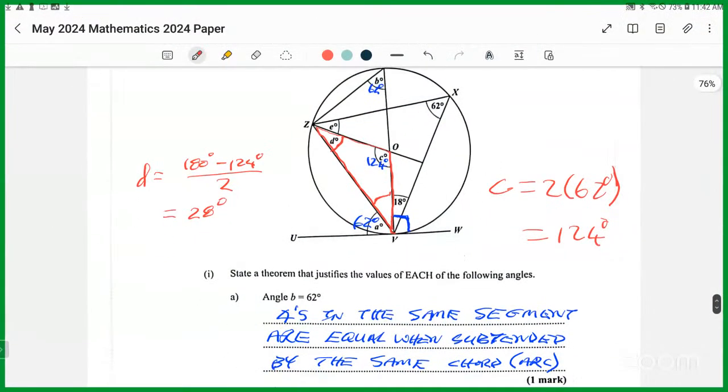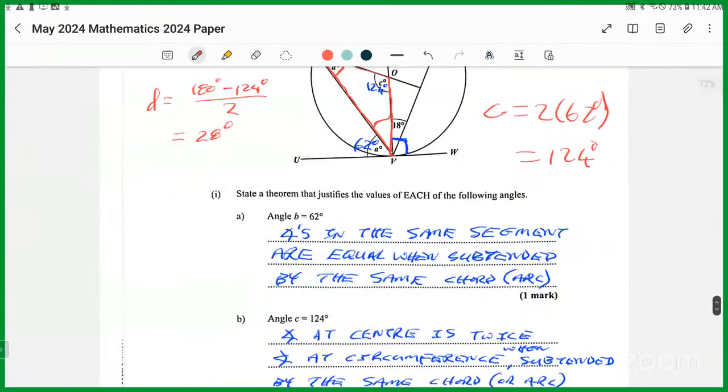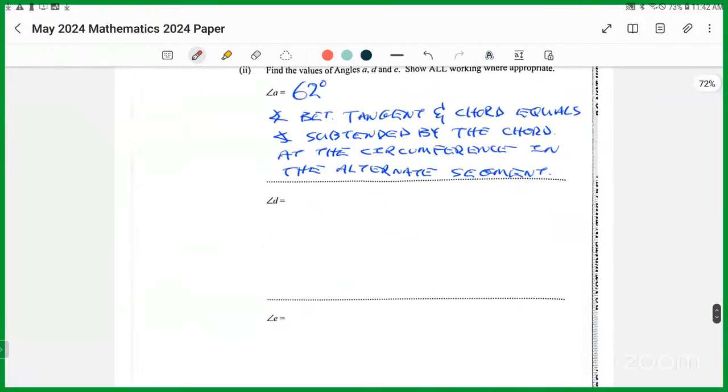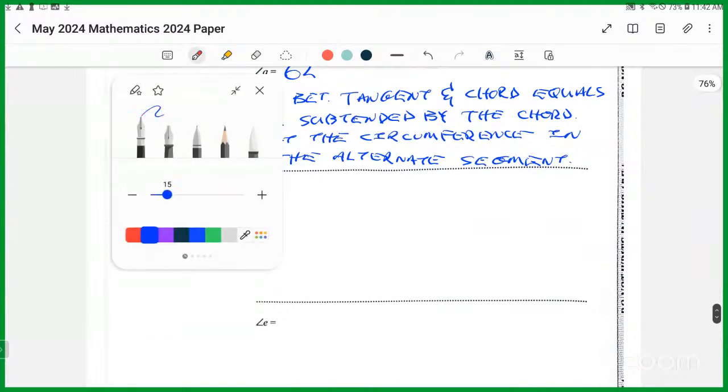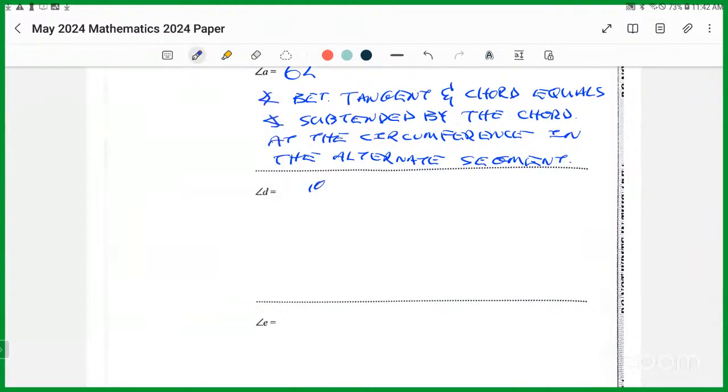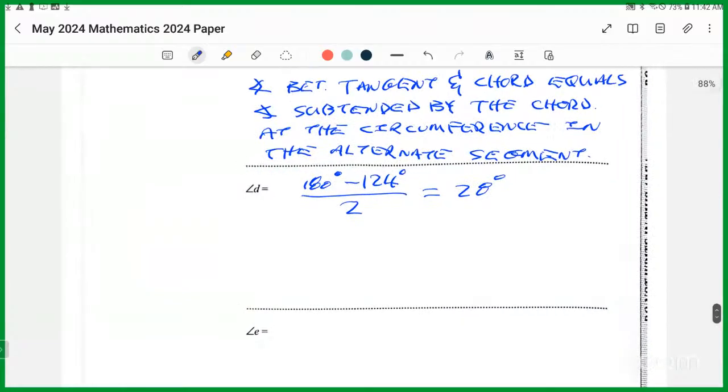So we're going to use total angle in the triangle is 180, right? So the D down here, we could say D is equal to 180 degrees minus the 124 degrees, then divide by 2. That gives us 28 degrees. And that's because total angle in the isosceles triangle is 180 degrees.